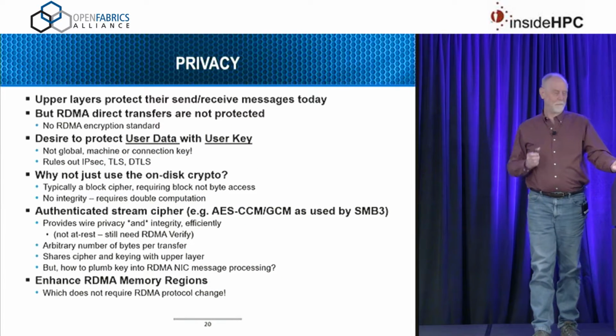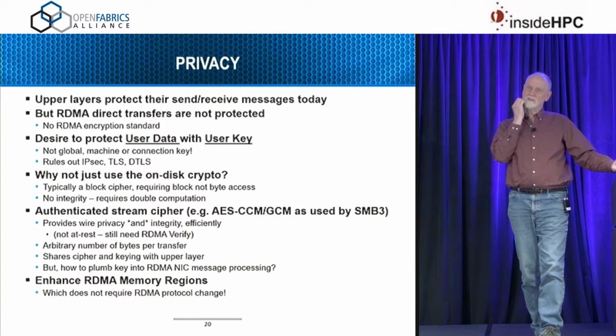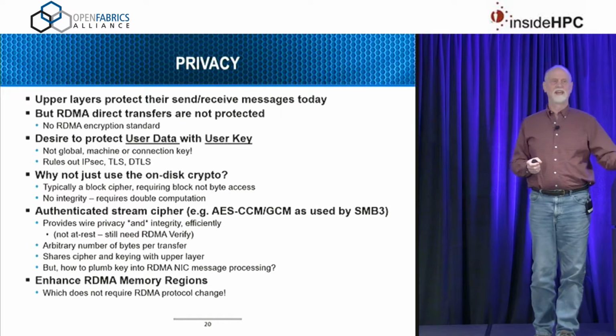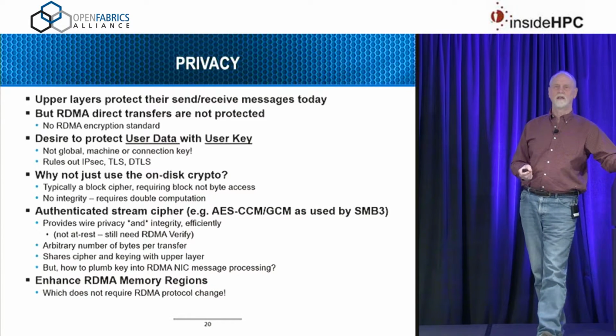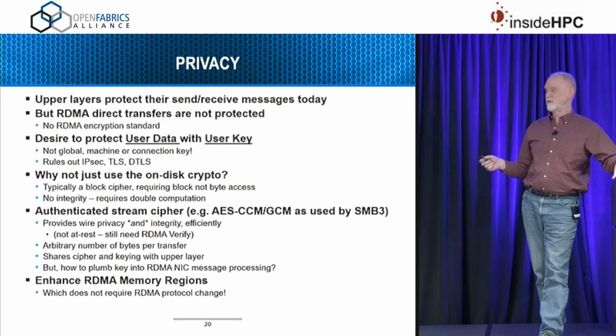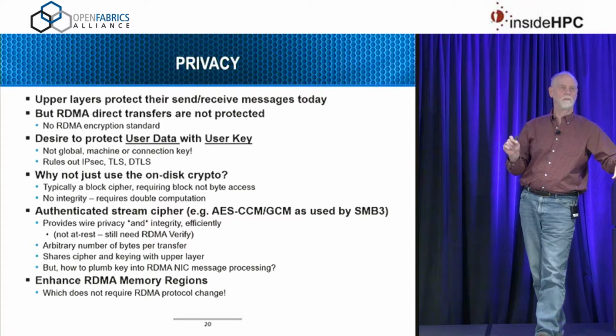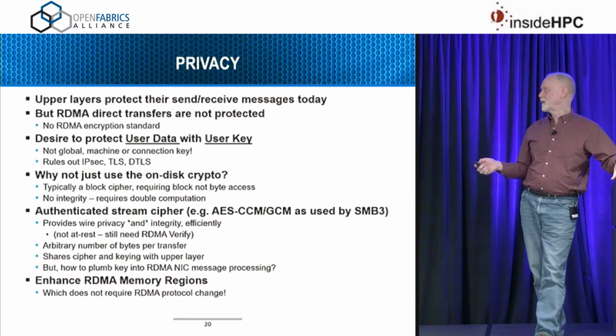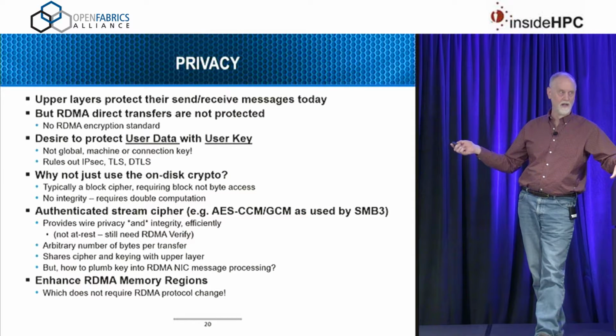Privacy. RDMA has never really had any sort of privacy story, right? And privacy is interesting because this is user data. We don't want to protect it with a machine key, right? Maybe we're sharing this machine. Maybe there's a bunch of VMs on this machine. So it's really important. The granularity and the keying is really the problem. And there are some other issues. On disk crypto, some people would say, let's just use the data at rest. And there's some real problems with that. But a typical approach for most network protocols is to use a stream cipher and to use an authenticated cipher, which provides integrity as well as privacy.